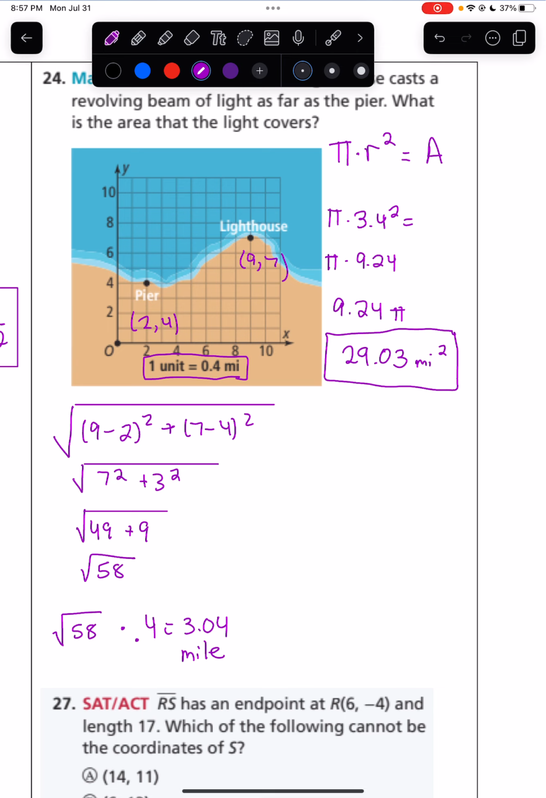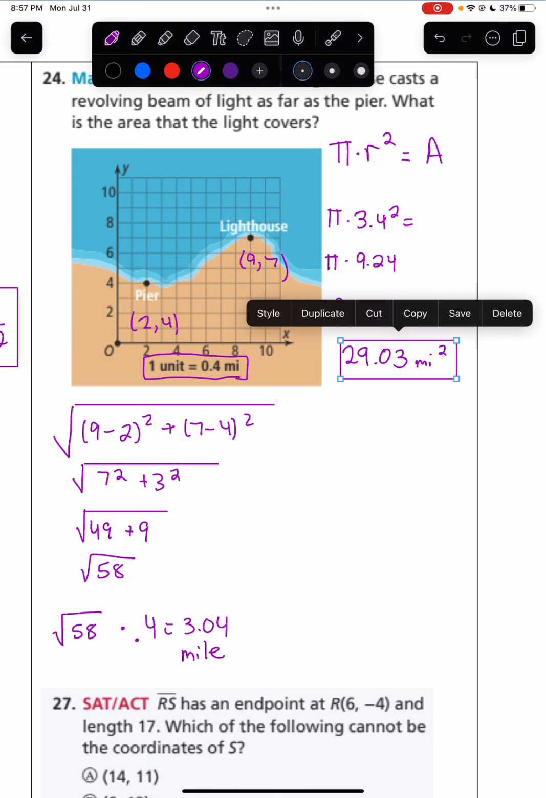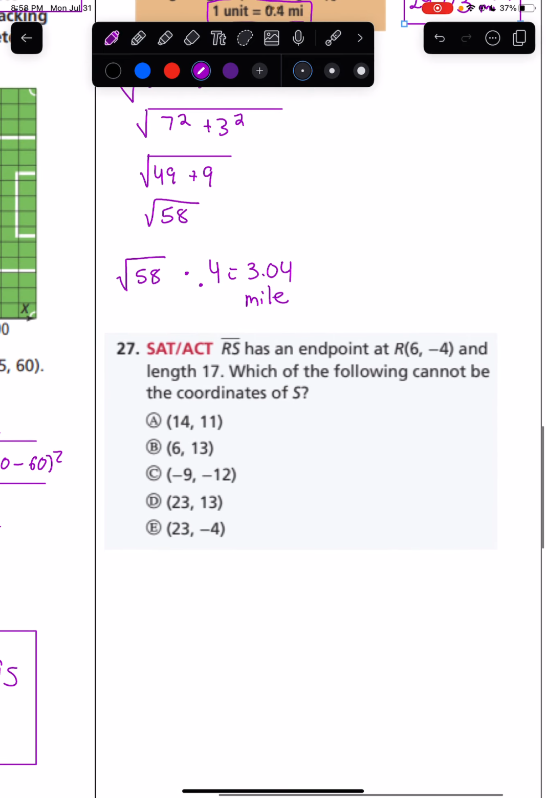Does it not? It didn't even recognize. It's supposed to be a rectangle in Notability. Please help me out here. There we go. Okay.